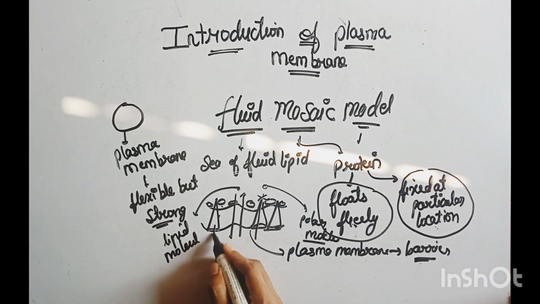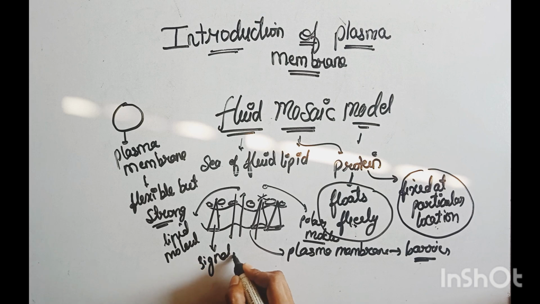So how do they enter and exit the cell? There are some proteins present which act like signals or receptors, which help to move the polar molecules inside and outside the cell. So this is the introduction of the plasma membrane.